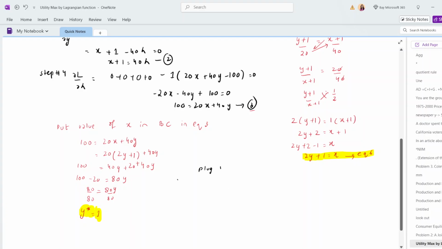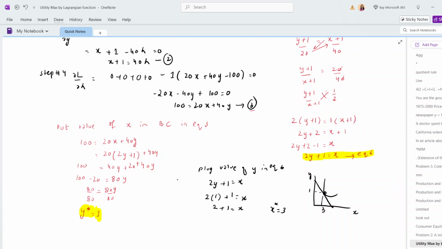Plug value of y in equation 6. That's equation 6. 2y plus 1 is equal to x. Put in the value of y in here, and that's x. That's 2 plus 1. 2 plus 1 is equal to x, or x is 3. X star is 3. So from here, you are suggesting that the intersection point through Lagrangian suggests that y should be consumed as 1 unit, x should be consumed as 3 units, and this bundle would make this consumer satisfied, and this consumer wouldn't want to change its deviation or decision over time.